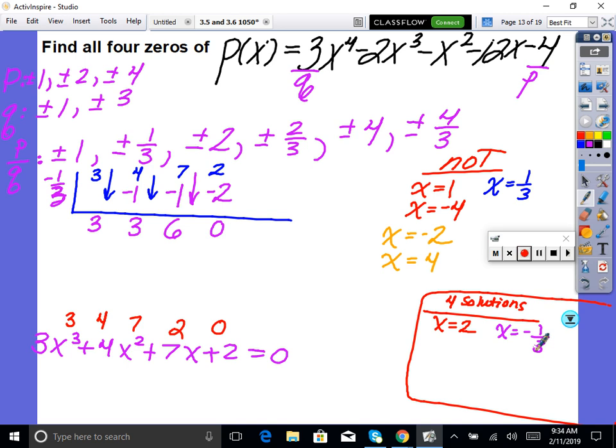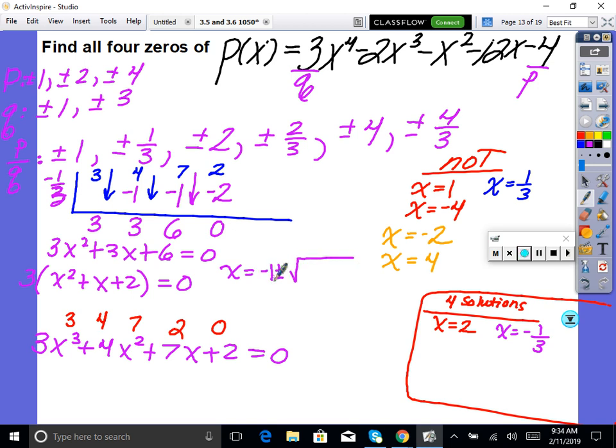And now we went to a degree 2, so we'll solve accordingly. So we have right here 3x squared plus 3x plus 6 equals 0. I'm going to pull out a 3 just to make my life easier. So then left is x squared plus x plus 2 equals 0. If this factors, great. If not, quadratic formula. It doesn't factor, so quadratic formula. So x equals negative b, so negative 1 plus or minus the square root of b squared, 1 squared minus 4 times a times c, all over 2 times a.